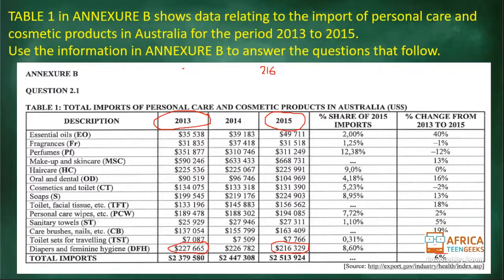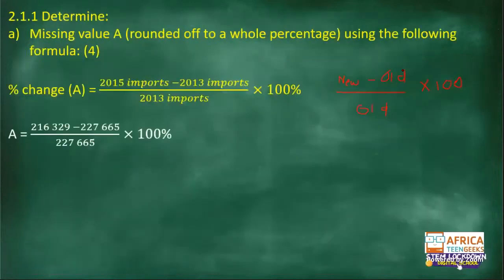Okay, let me see the chat there. 216. Okay, Limondre, my bad then. 216,329 minus 227,665 over 227,665 multiplied by 100. My bad, Limondre. You were correct. It is a negative 4.979%. You could understand that, everyone, right?